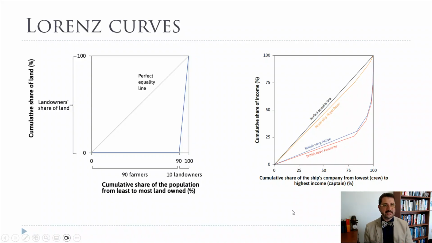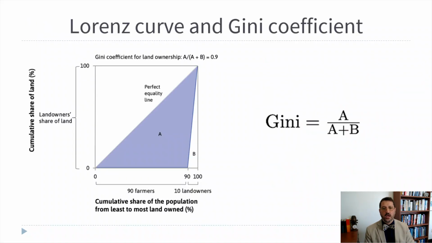So now what we would like to have to go along with our Lorenz curves is some numerical way to represent inequality. And that's what we get from the Gini coefficient. The Gini coefficient turns our Lorenz curve into a number between 0 and 1, where 0 is perfect equality and 1 is perfect inequality. One person has everything. So let's go back to our landowner example and see how this Lorenz curve translates into the Gini coefficient.